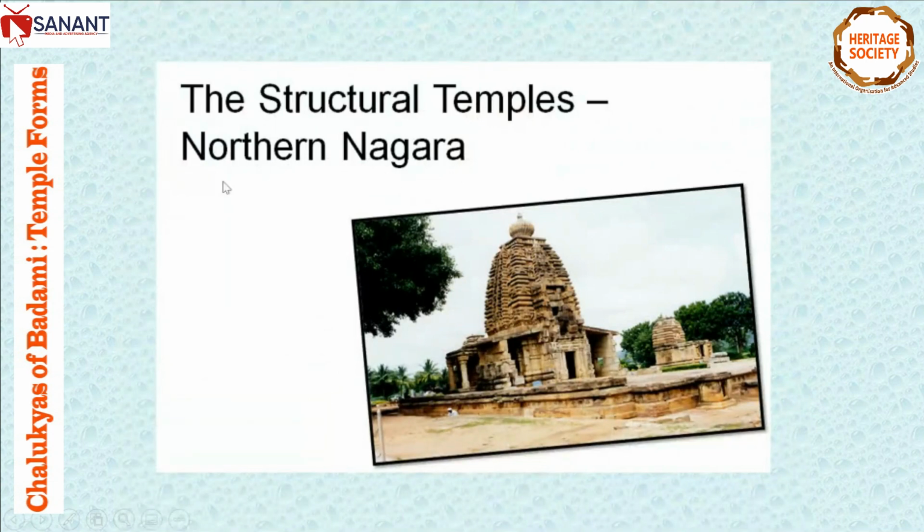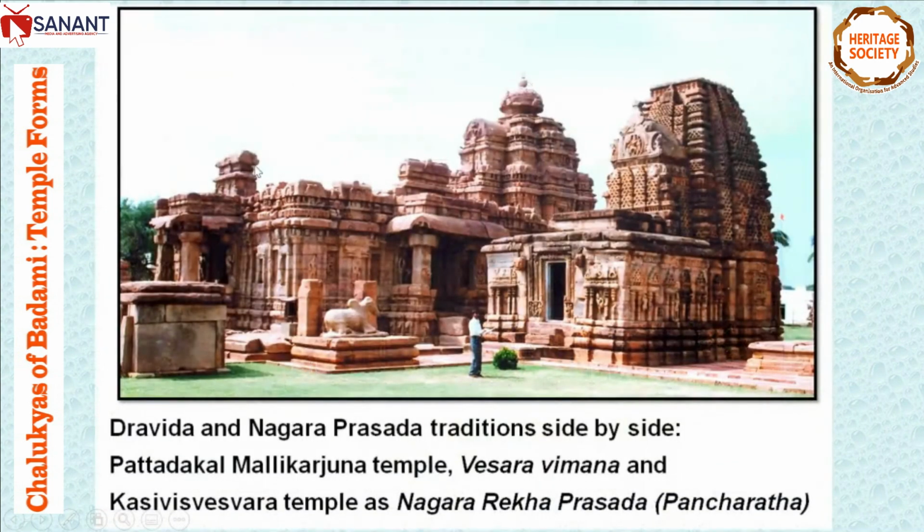I come to the structural temples of northern style. This is just to give you an idea of how the northern style temple distinguishes itself from a southern style temple. This is the Mallikarjuna temple which I showed you. This is a Dravidian temple, whereas this is a Nagara, Rekha Nagara temple.